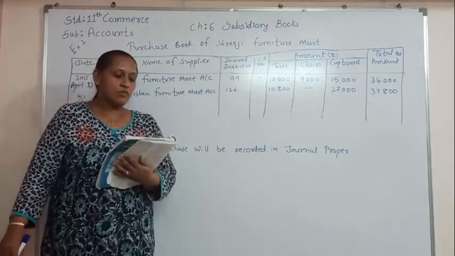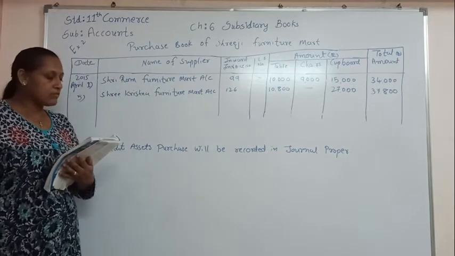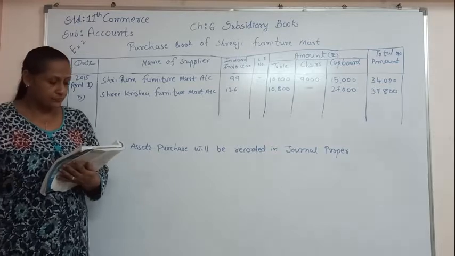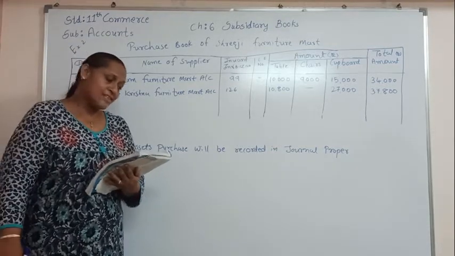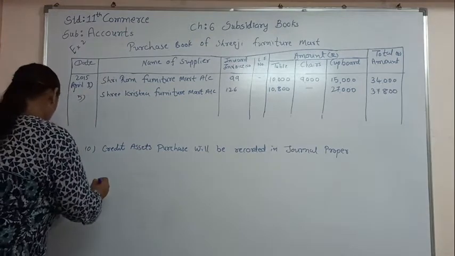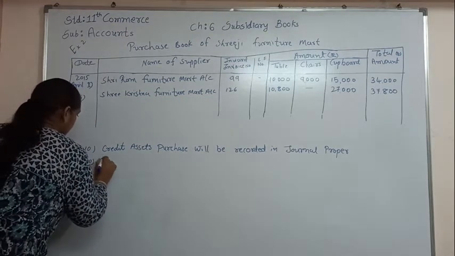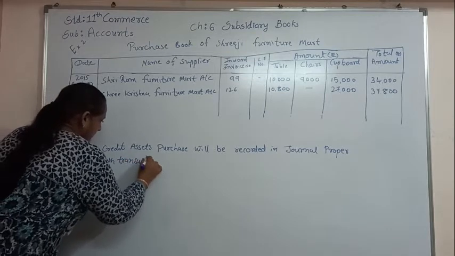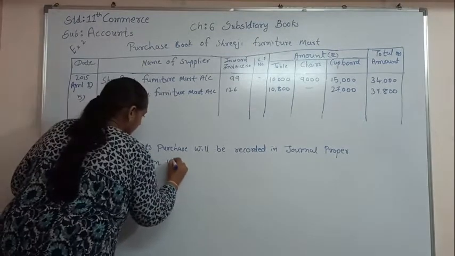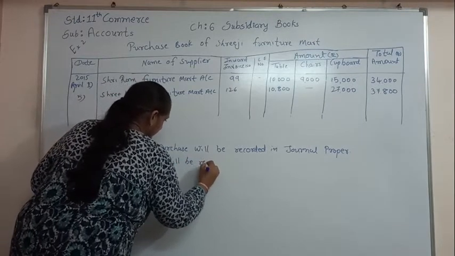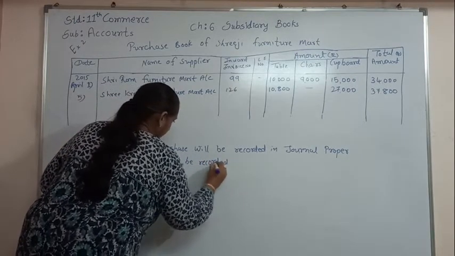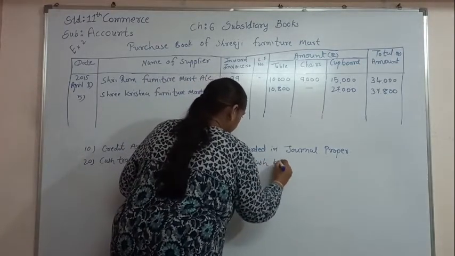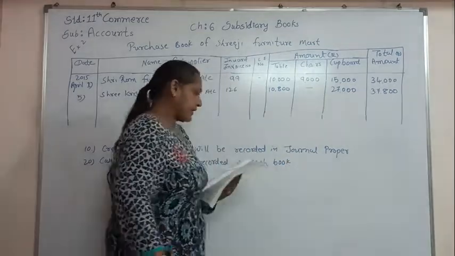Purchase of chairs of rupees 10,000 at 10% trade discount, 5% cash discount from Rahim Furniture, and the amount paid immediately. So this is a cash transaction, and a cash transaction will be recorded in the cash book. So for that. Now let's see the next transaction.